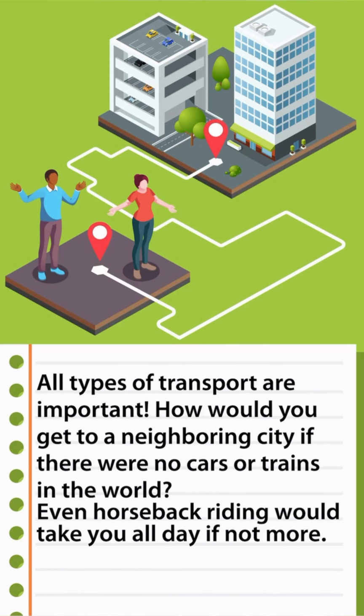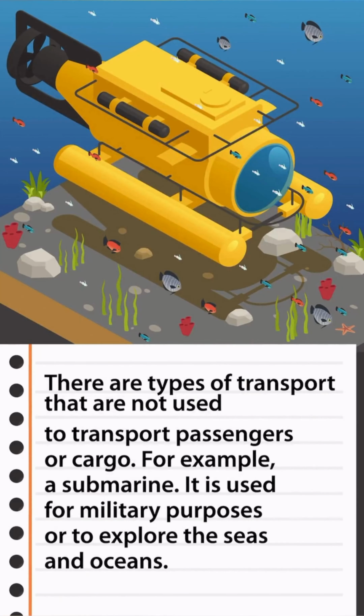All types of transport are important. How would you get to a neighboring city if there were no cars or trains in the world? Even horseback riding would take you all day, if not more. There are types of transport that are not used to transport passengers or cargo. For example, a submarine. It is used for military purposes or to explore the seas and oceans.